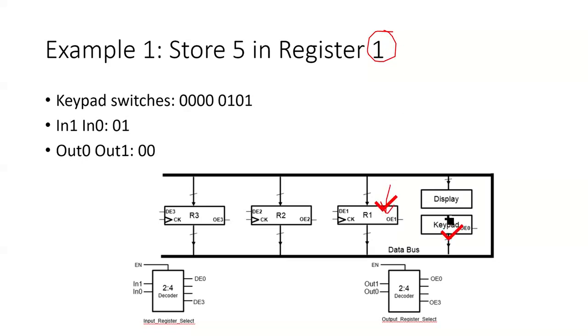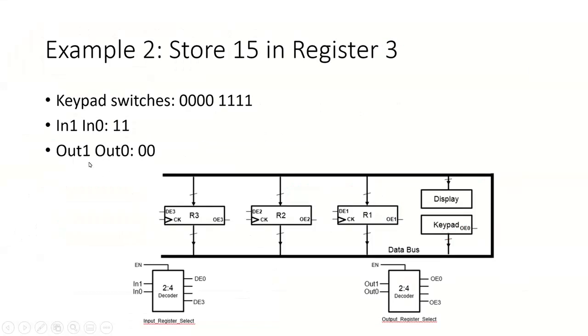So this register and this keypad, these two things need to be enabled, right? Now, if you remember, the output selector has its 0th line connected to the keypad, right? So my out 0 out 1 will be 0 0, and my in 1 in 0 will be 0 1, which is 1 because I want to enable my register 1.